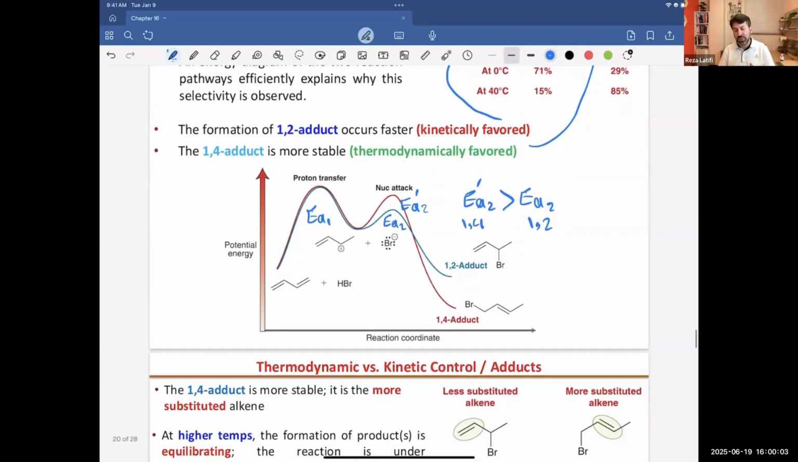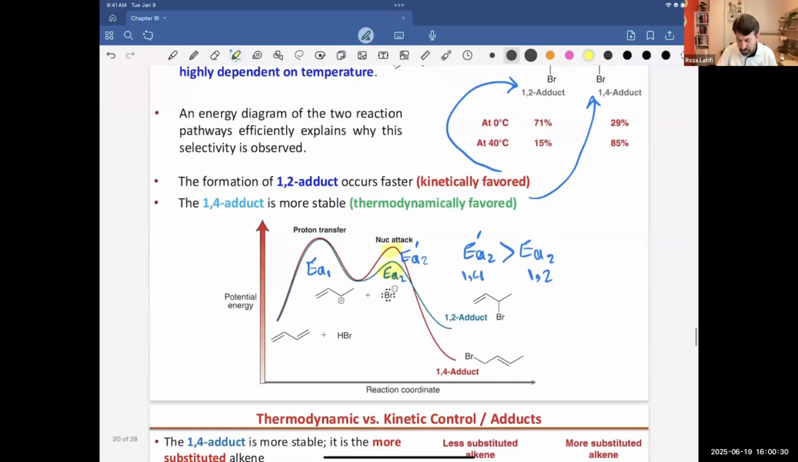Now, what will happen if I increase the temperature? If the temperature is big enough, then the gap between them is not going to really affect the ratio of the product. In that case, the molecule has enough energy to pass any activation energy that you put in front of it, whether it's this one or that one. Now, what will happen if you raise the temperature? 1,4 will be favored.